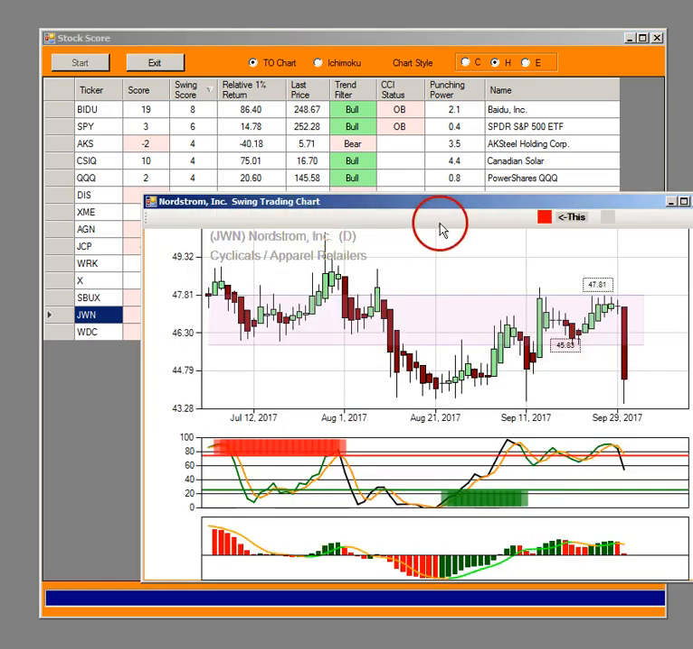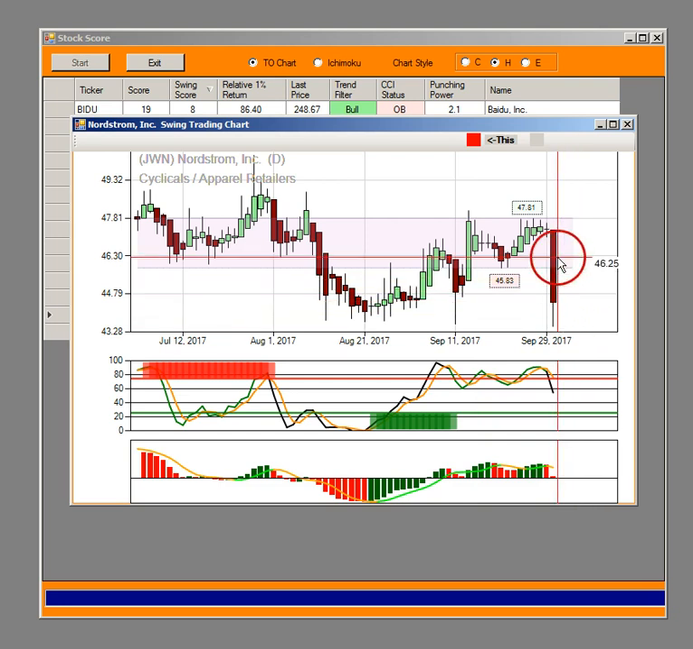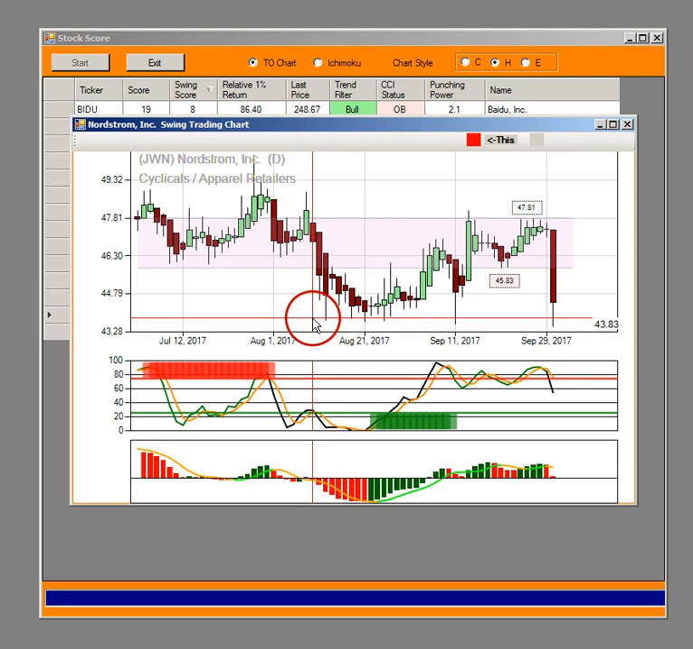We have JWN, Nordstrom, which had a big down bar today. Took it through the fractal range, and even though it's a big bar today, we would look for additional positions or to initiate a new short position with a break below the 44.45 price level. And again, this would be another good candidate, I think, to sell calls if you were concerned about it hitting support at this price area around 43.70.